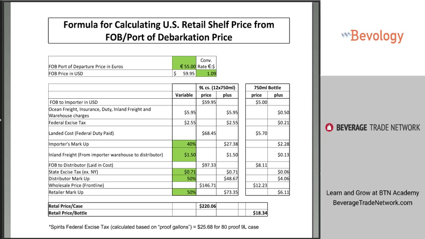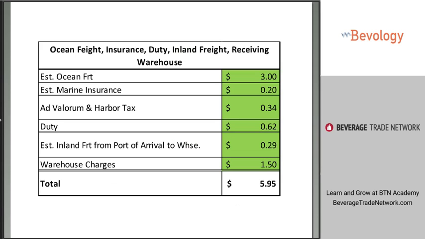I hope it does. So here we have the FOB, 55 euros, 59.95 based on the $1.09 exchange rate. And then you have added costs for things like ocean freight, insurance, duty, inland freight, warehouse charges, and so on and so forth. And those are detailed on the Excel spreadsheet I'm going to give you, but also here, where I've broken them out individually.